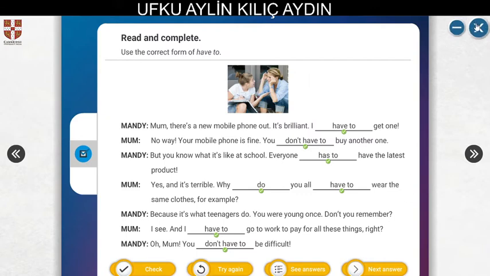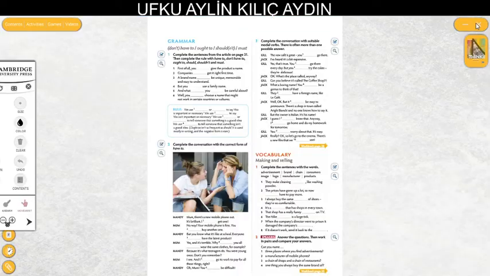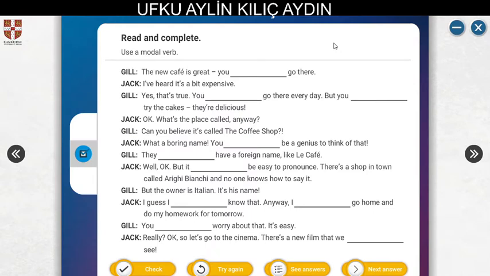There's a conversation between a mom and daughter. Complete the conversation. Use a modal verb. Modal verbs: could, would, can, should, ought to, have to, has to. These are modal verbs. The name of them is modal verbs.